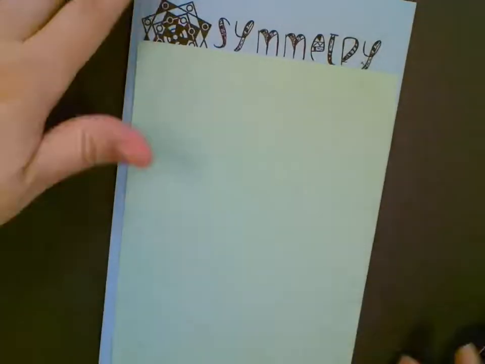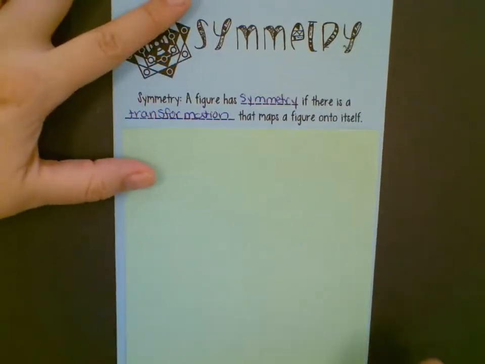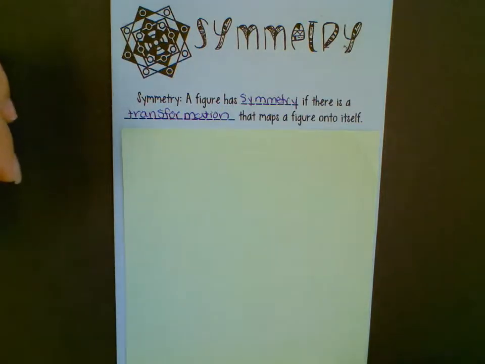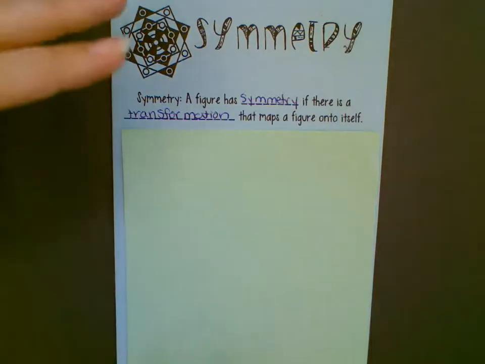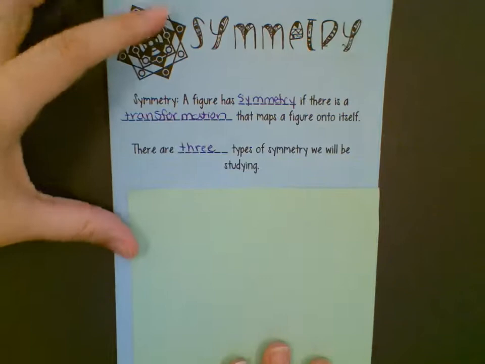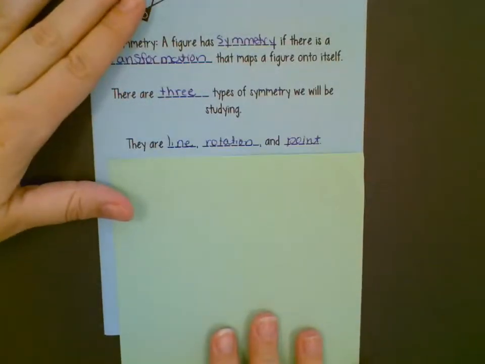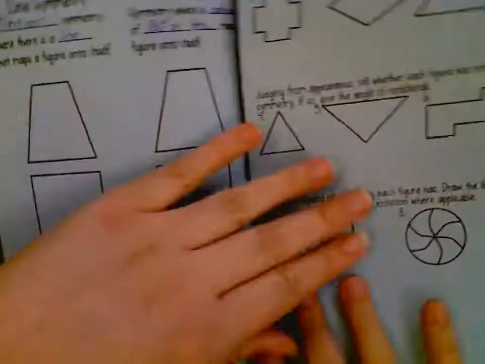So a symmetry is when there's something that can do a transformation that will land the figure exactly on itself. Like I just said, the line of reflection makes it equal on both sides. So we have three different types of symmetries, and those are line, rotation, and point. Okay, so let's take a look.